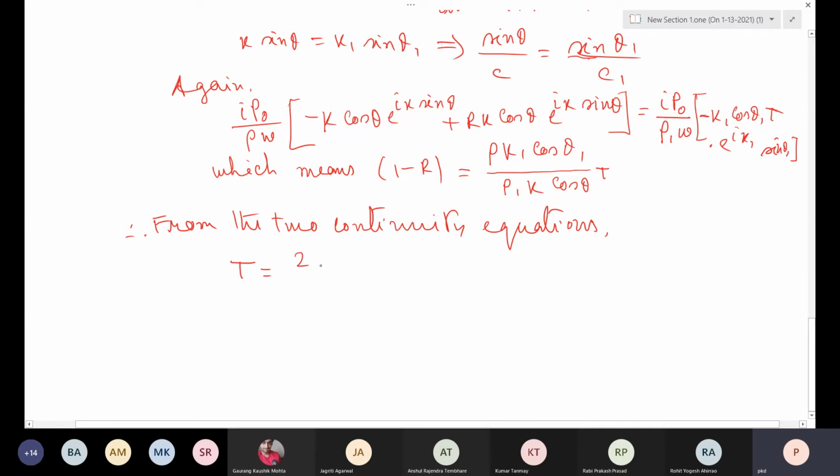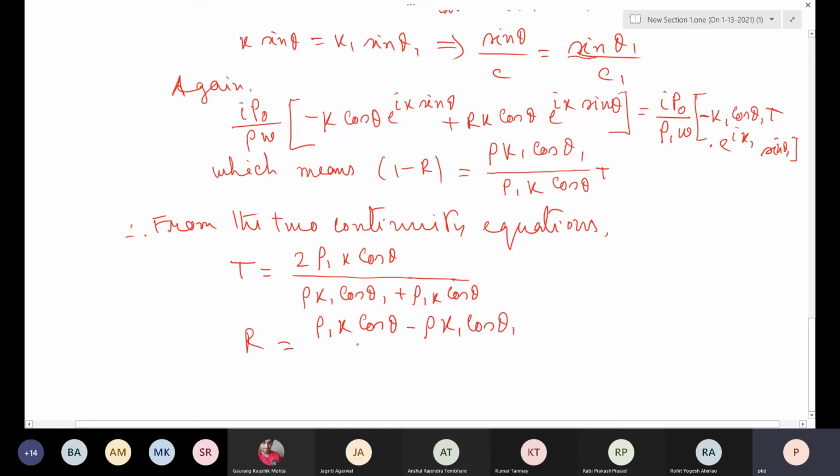t is equal to 2 rho 1 k cosine theta by rho k1 cosine theta 1 plus rho 1 k cosine theta. R is equal to rho 1 k cosine theta minus rho k1 cosine theta 1, divided by rho 1 k cos theta plus rho k1 cosine theta 1.